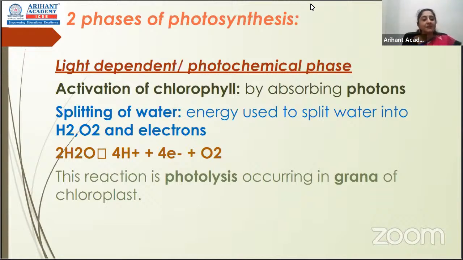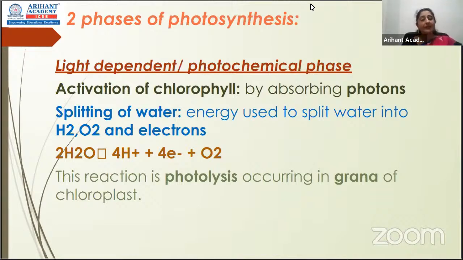So water gets split to give us 4 hydrogen ions, 4 electrons, and two atoms of oxygen. Two atoms of oxygen combine together to form an oxygen molecule, which is going to get out of the leaf through the open stomata. Again, it will diffuse out. So oxygen is given out during the light dependent phase. This reaction is known as photolysis. Lysis means breakdown. Photo means light. Breakdown of water in the presence of light is called photolysis.